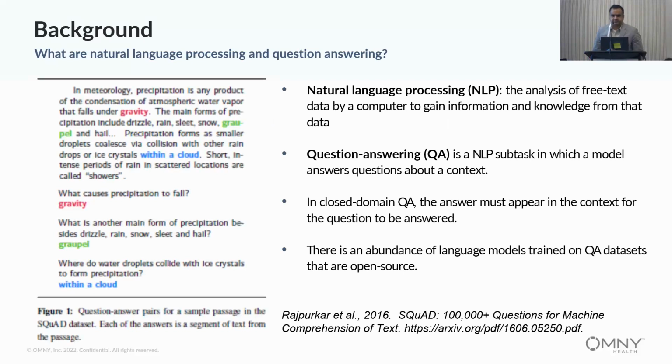So first, some background. Natural language processing can be defined as the analysis of free text data by a computer to get information and knowledge from that data. Question answering is an NLP subtask in which a model answers questions about a context. You see an example of that here on this slide. On the left part of the slide, you see a paragraph of information, much like a reading comprehension portion of a standardized test. You can ask questions about the paragraph and the model will return the answer. It's trained to find the portion of the text that corresponds to the answer.